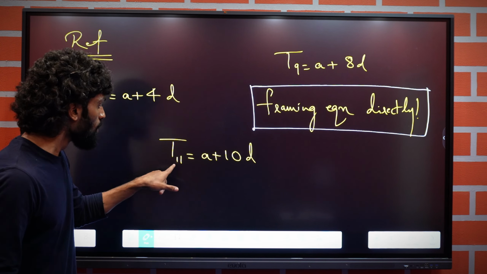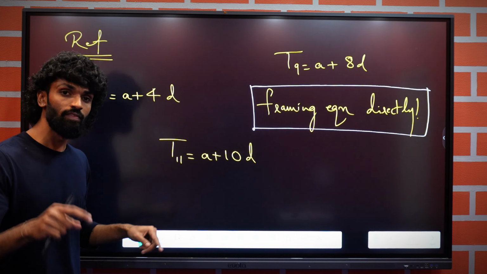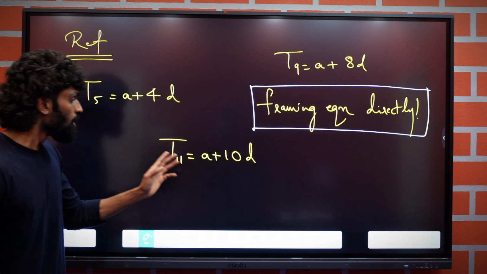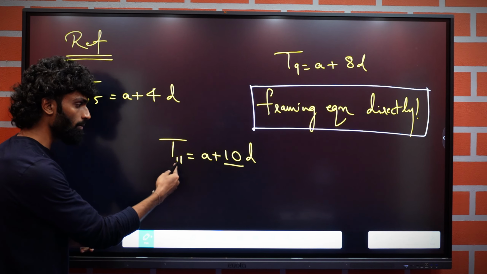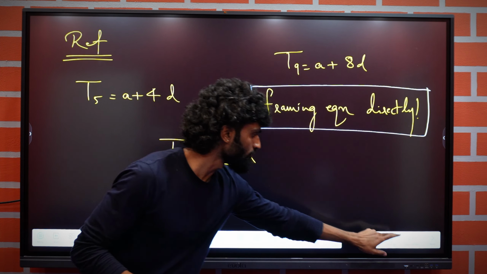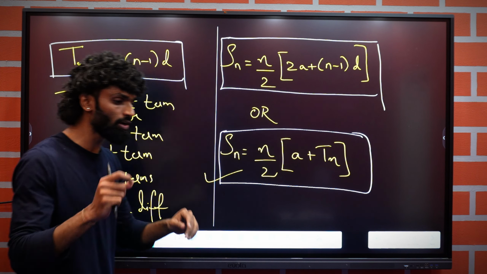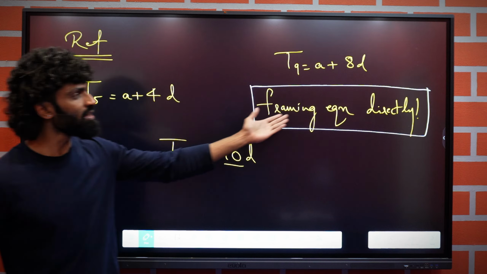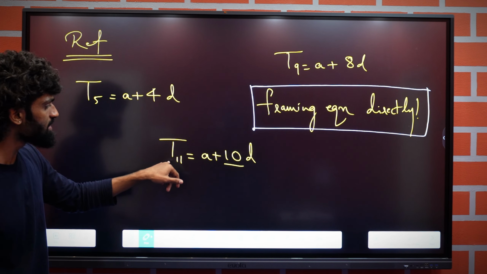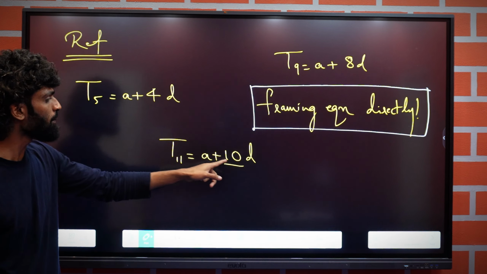What's the hint here? Look at your left hand side. If it says T11, the English meaning is 11th term. Look at the right hand side. Don't you think this number is becoming 1 less than 11? Obviously you'll tell me, sir, that's the formula, but at the end of the day, instead of sitting and applying the formula, try to remember the hint here, framing equations directly. Whatever is on your left hand side, reduce 1 and that becomes the right hand side.